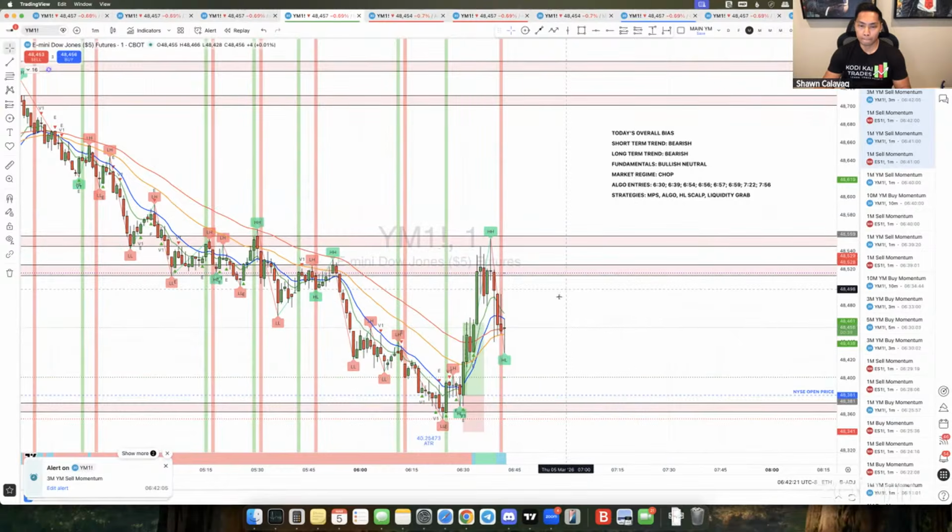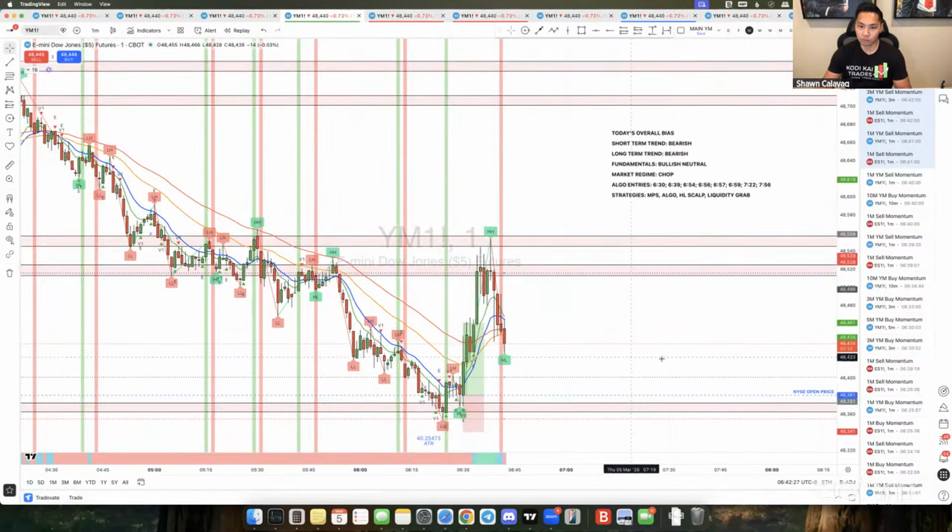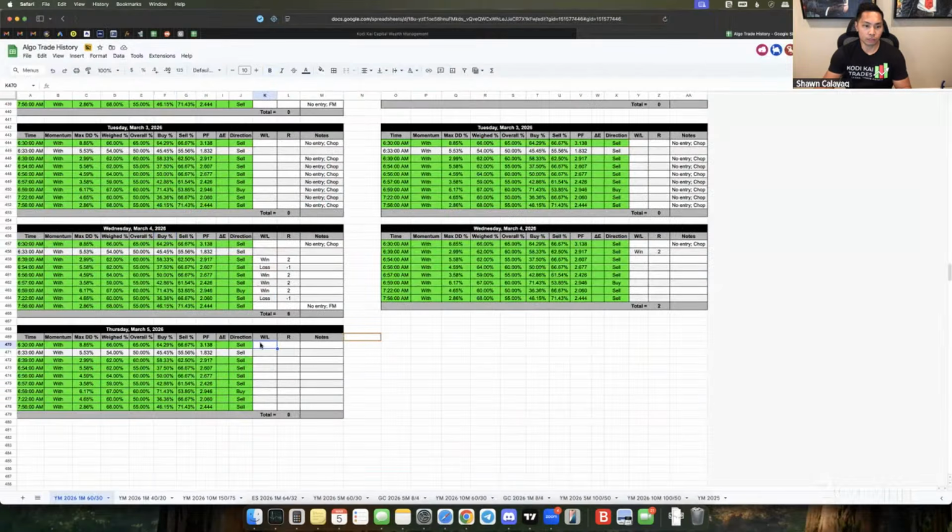Let's see the algo entries for today. So there's an algo entry here at 6:30. That was a full TP. So first one right there, again, like I said, I didn't change the algo entries. These have been identified since Sunday. So the first one right here was a win.